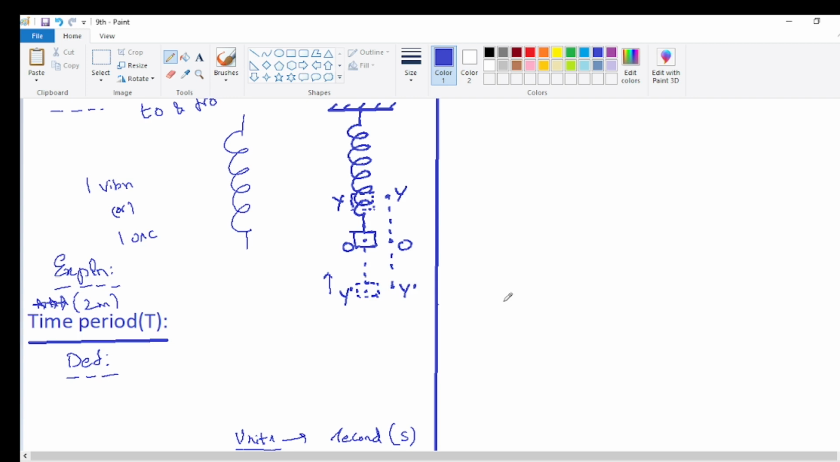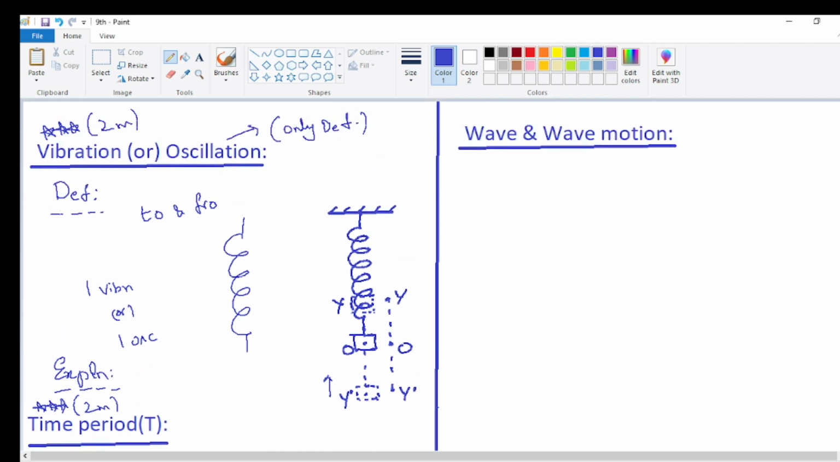So now, based on these two quantities, very easily the meaning of wave and wave motion, that is, the definition of wave and wave motion, can be understood. What is the definition of a wave? What is the meaning of wave and wave motion? Now, this can be understood from a very simple example or from a very simple diagram. We'll just go to the diagram. It's a very simple diagram.